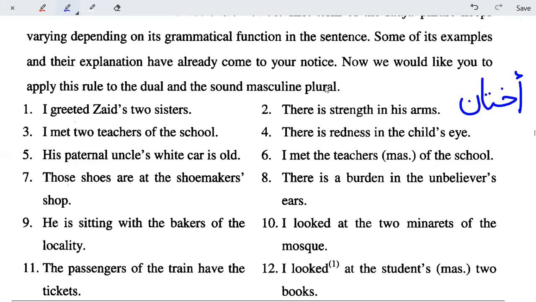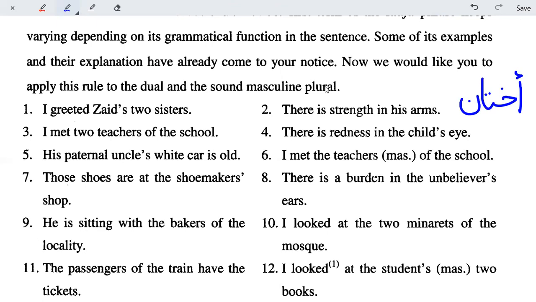So what is the mansub form of ukhtan? Ukhtain, good. And when ukhtain will become muzaf, noon will be deleted. So it will become ukhtai. Salamtu ukhtai Zaidin or Salamtu ala ukhtai Zaidin. Oh, Salamtu ala ukhtai Zaidin. Next.